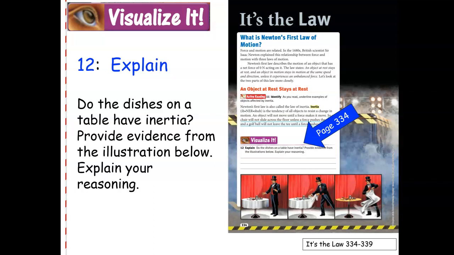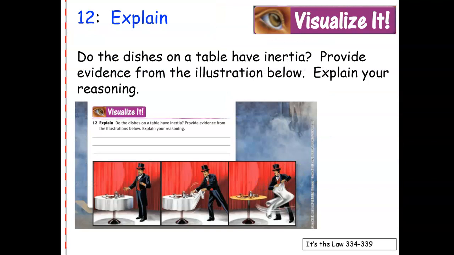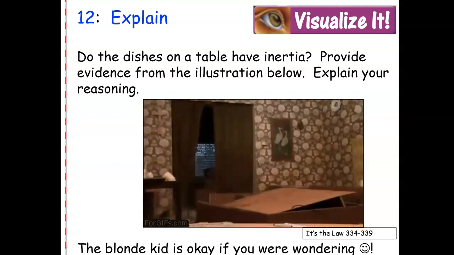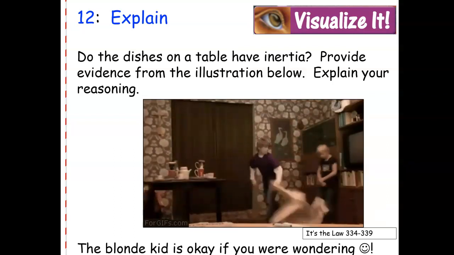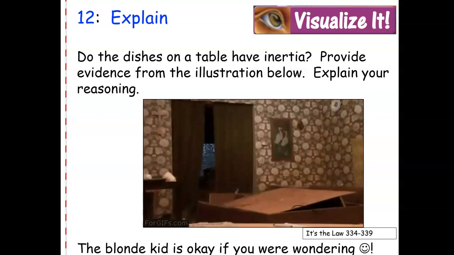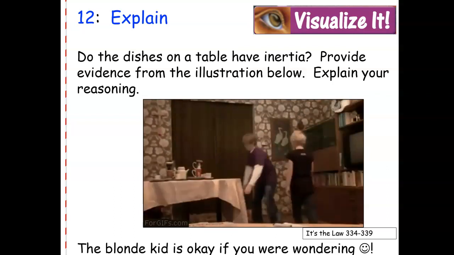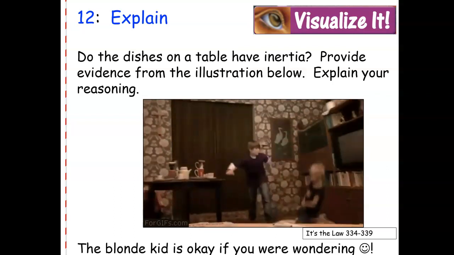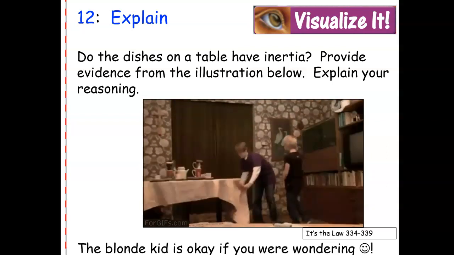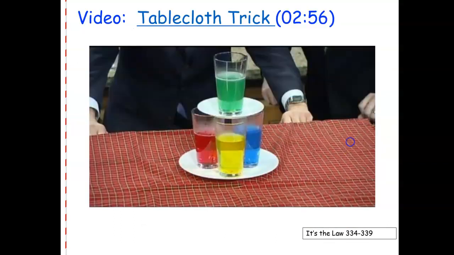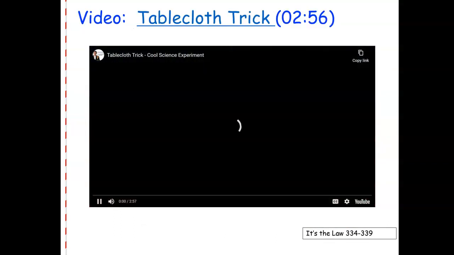If we look at the illustration, you can see that the musician snaps the tablecloth and the dishes do not move. The trick in this is to have a tablecloth that doesn't have a lot of friction and to pull straight down. And the little kid that the bookshelf fell on, he's okay. So we're going to watch this video with Steve Spangler.